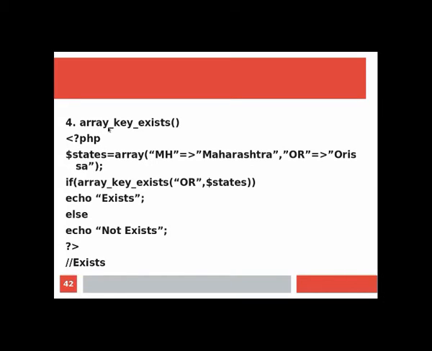Next is array_key_exists. This function is used in PHP to check if the given key or index exists in the target array. This function returns true if the given key is present in the array, and the syntax is array_key_exists, which is our function, with key, comma, target array. So we'll see the example here.